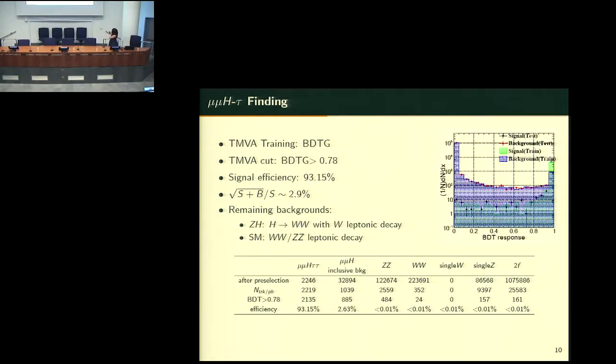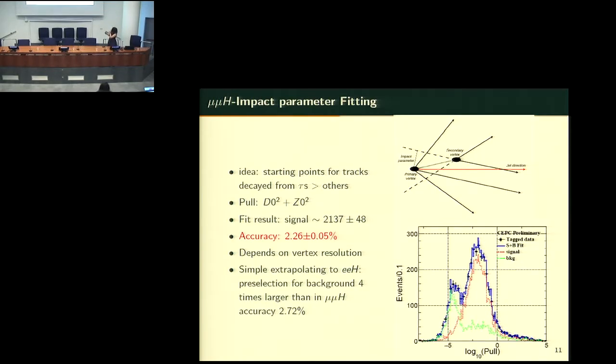And if we see this plot, we can see that there is a peak for the background, which is Higgs decaying to WW and WW leptonic decay, and even WW decay to tautau, and that's not easy to distinguish from the signals. And then we used the impact parameter to reduce this background, since the vertex of taus are further than the prompt leptons.